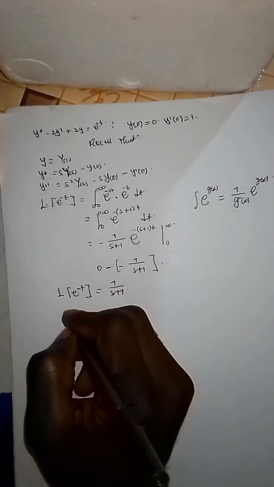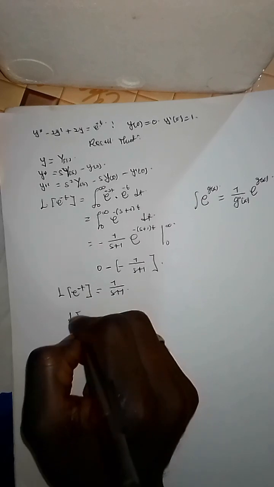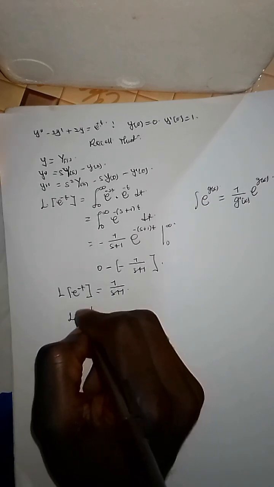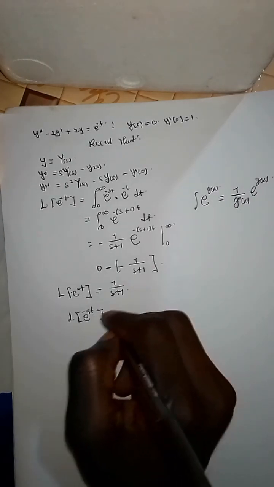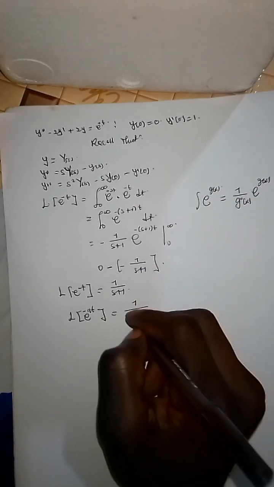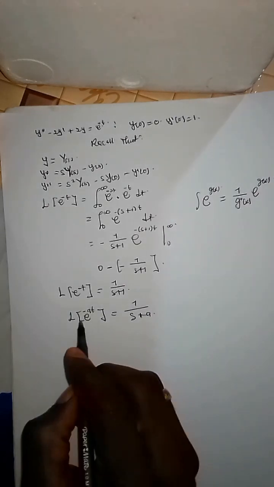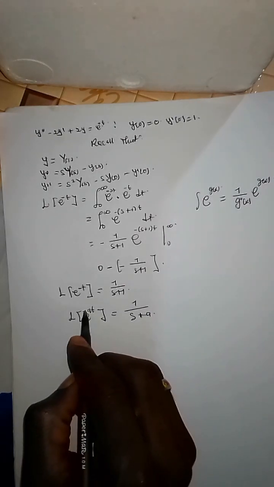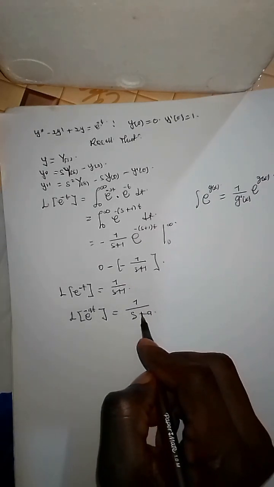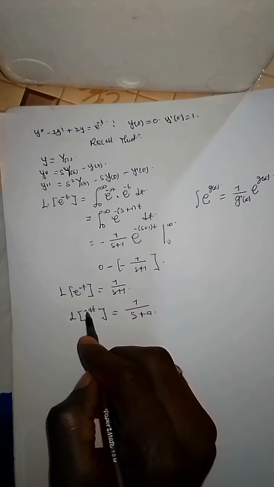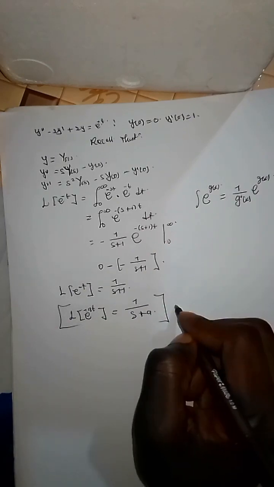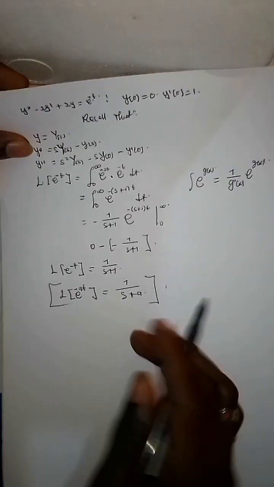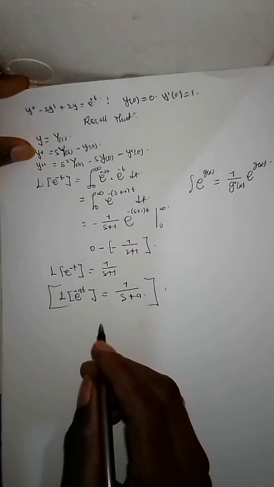Therefore, we can conclude that the Laplace transform of a function e to the negative a t is equal to 1 all over s plus a. When you have a negative here in the function, in your result you will have plus, but when you have a positive value for a here, in your result you will have minus. So this is a standard equation to compute the Laplace transform of this type of function.